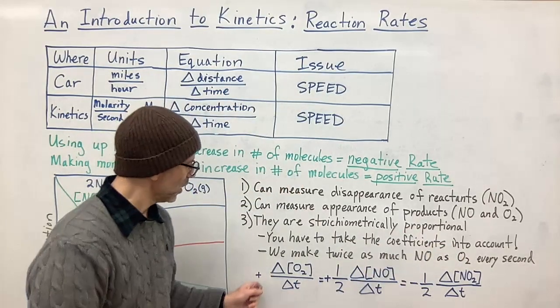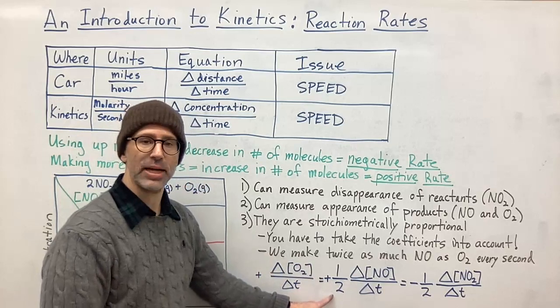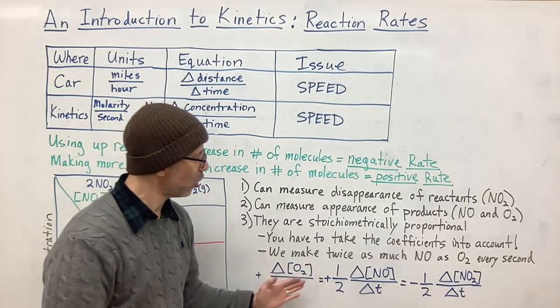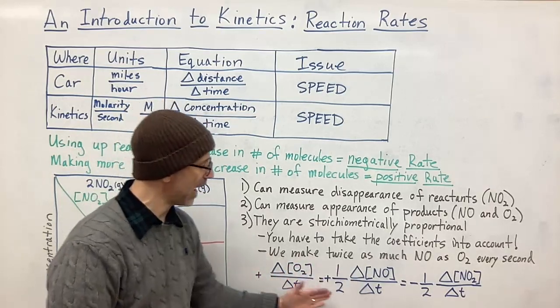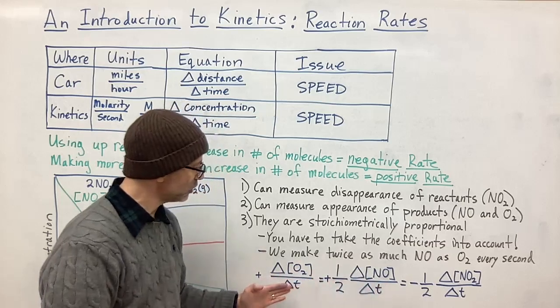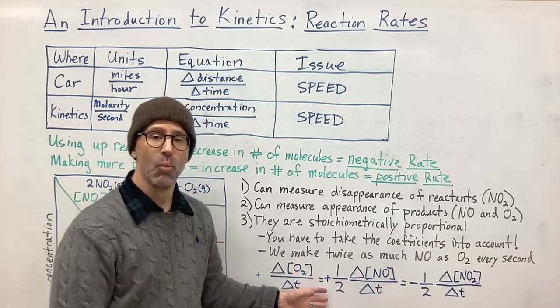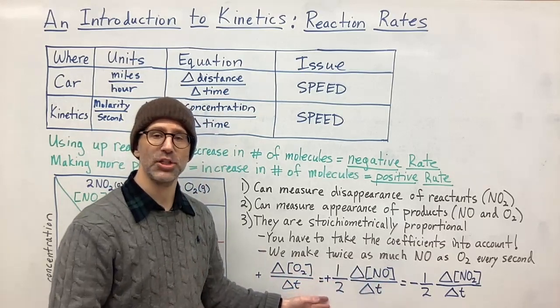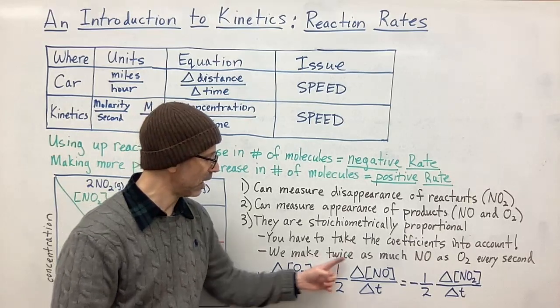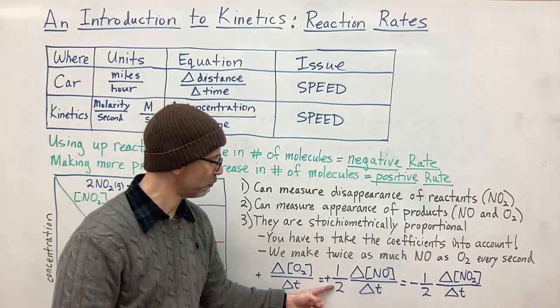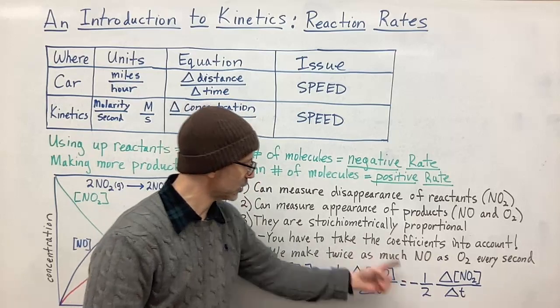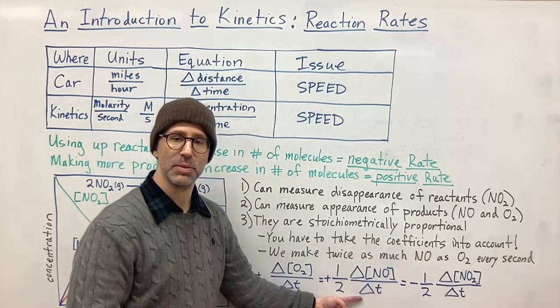So how do I do that? Well, I take into consideration the coefficients. In order to get the same reaction rate with respect to each of these species, I take the coefficient and I take the reciprocal of that. I multiply the reciprocal of the coefficient by the reaction rate according to that species.